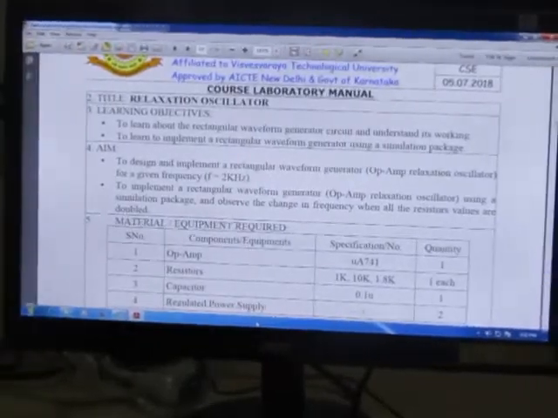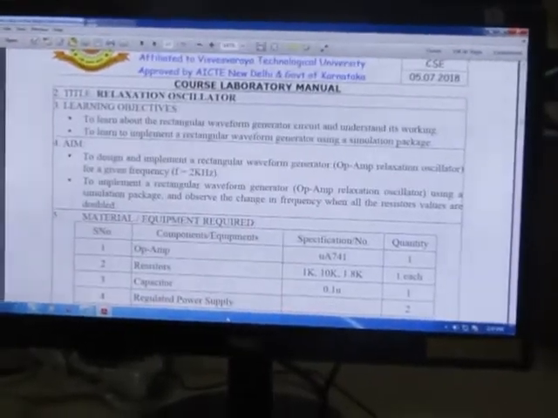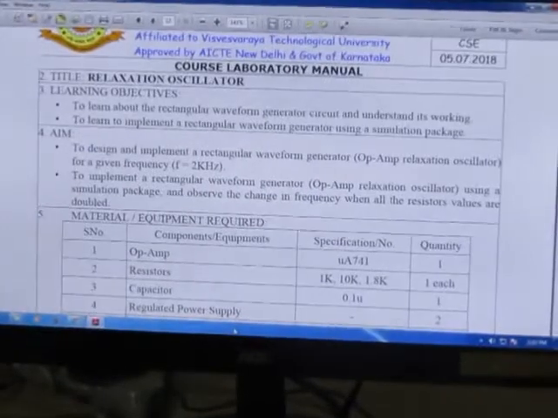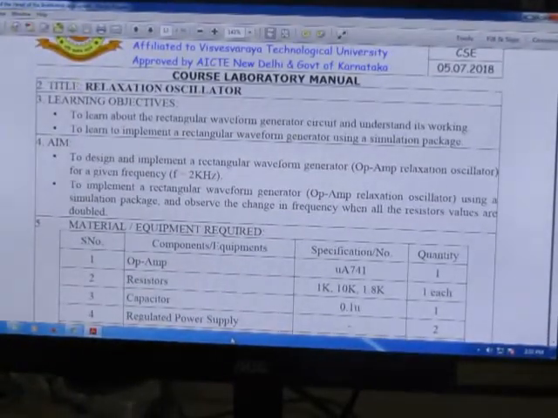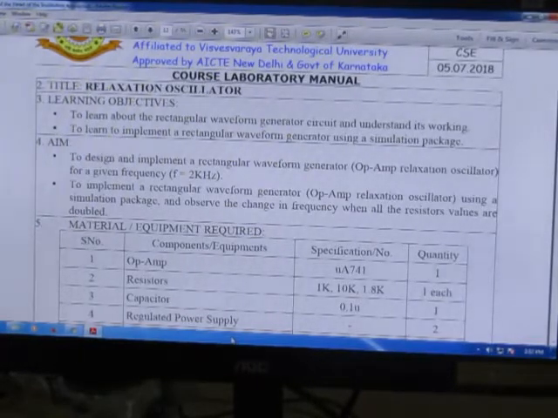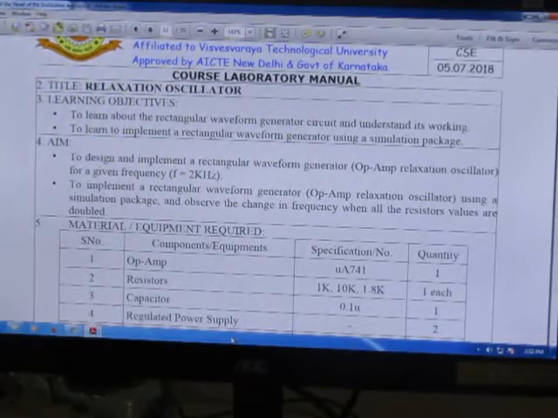Students, to another AD lab. In this AD lab you will see the next experiment, that is relaxation oscillator. As we have seen in the first experiment about astable multivibrator, within that we saw the simulation as well as the hardware part. In this experiment also we have the same thing, the simulation part as well as the hardware part. And in today's lab we will do the hardware experiment.